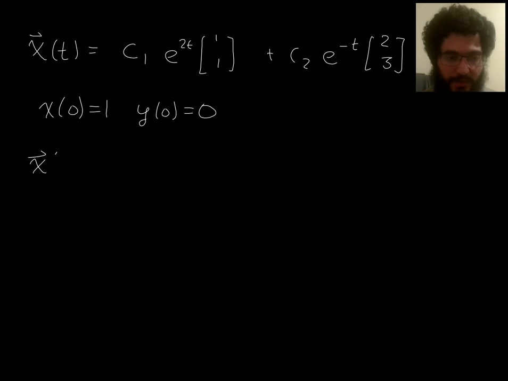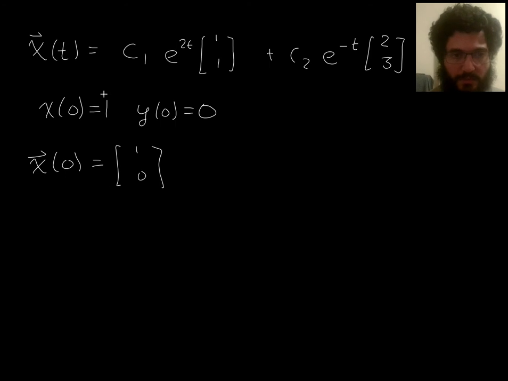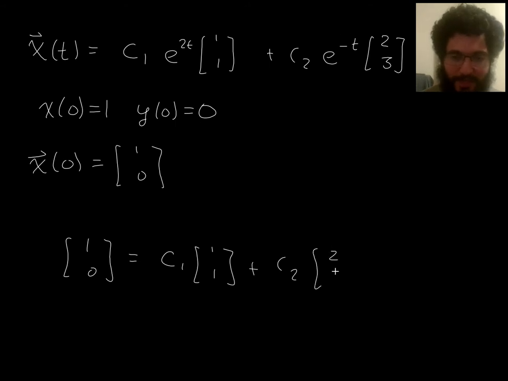So in other words, if I write x vector for both of them, that's 1, 0, right? 1, 0. So what value of C1 and C2 make this true? Make x of 0 be 1, 0. Well, I want 1, 0 to be, and then now let me just write x of 0. X of 0 is going to be C1, and then e to the 0 is 1, so just C1 times 1, 1, plus C2 times e to the 0 is 1, so 2, 3.